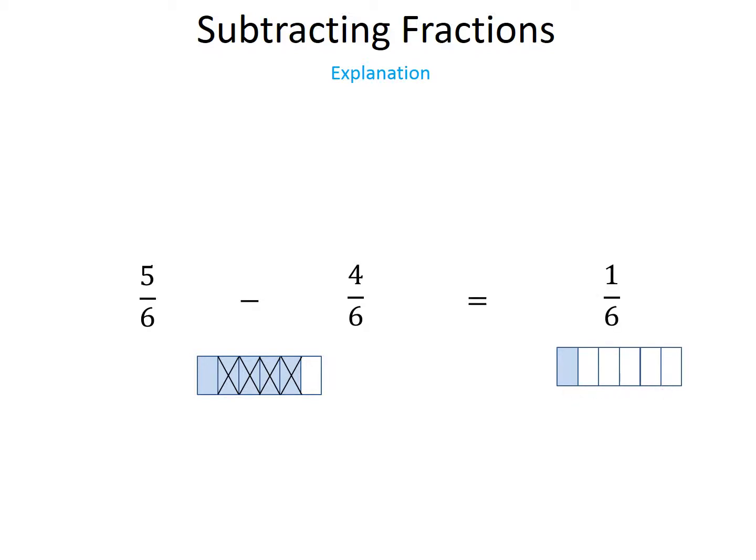And this was all made very easy by the fact that these denominators are the same, so when I was able to cross out 4 pieces, I was able to cross out the 4 pieces that were already here because these pieces were the same size as those pieces. So when the denominators are the same, just subtract the numerators. Remember, don't change the denominator. It's still 6 pieces that make up a whole in our final answer here. It's just that now we've only got 1 piece.